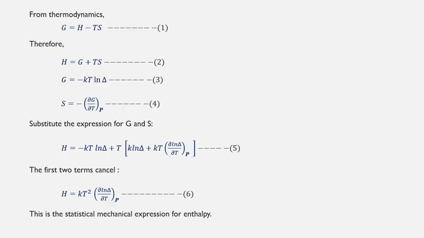The first two terms will cancel, so we get H equal to kT² ∂/∂T of log Δ at constant pressure P. This is the statistical mechanical expression for enthalpy.